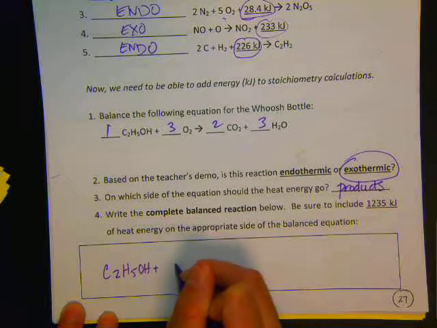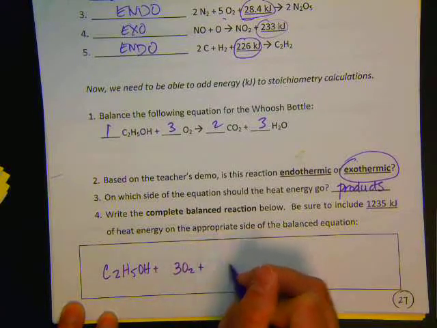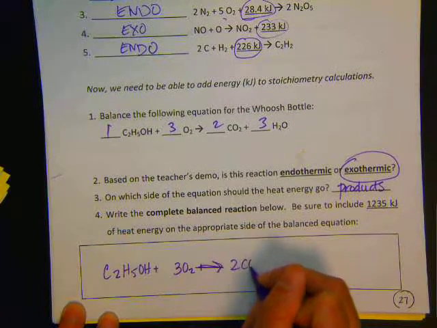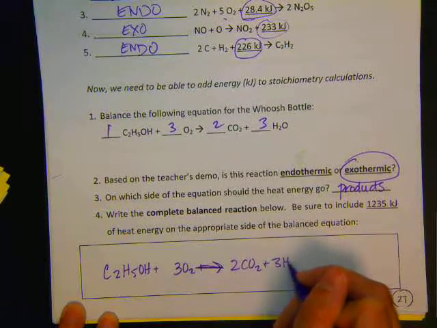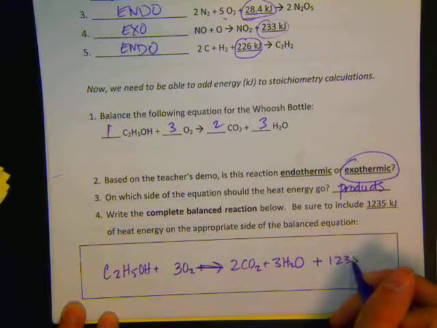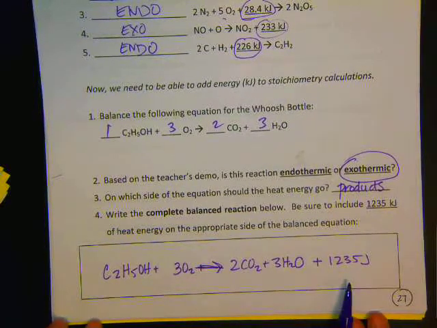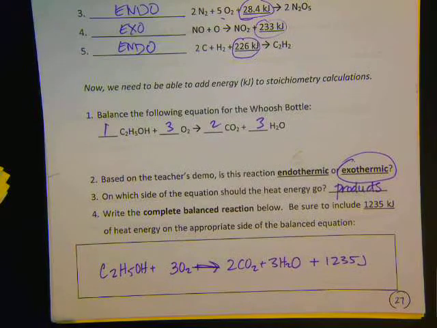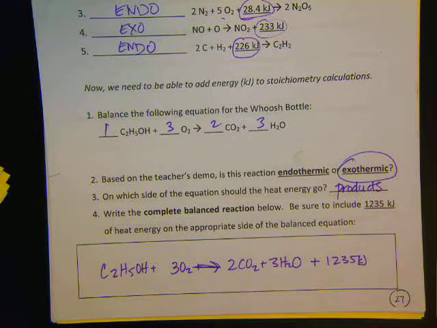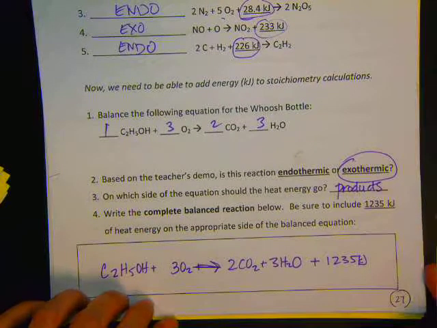C2H5OH + 3O2, and there should be an arrow, my fault, then 2CO2 + 3H2O, and then finally include my 1, 2, 3, 5 joules. Remember, that's the amount of heat that was released in that whoosh bottle. Lots of energy. Is that kilojoules? It is kilojoules. Thank you. I'm so used to joules. Kilojoules is in the thousands.